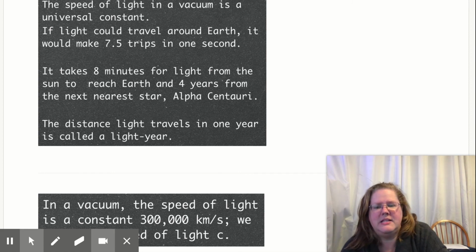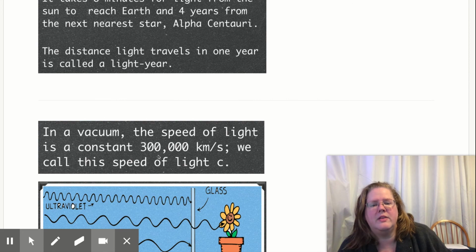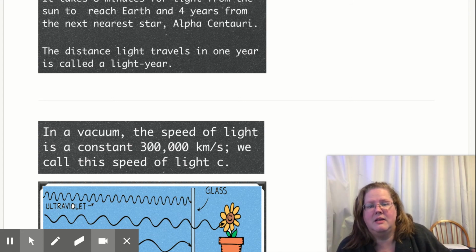So the funny thing is, a light year is a distance. It's not a time. So in other words, in a vacuum, the speed of light is a constant 300,000 kilometers per second. That's how far it travels every second, hence the number of times around the Earth in 1 second.